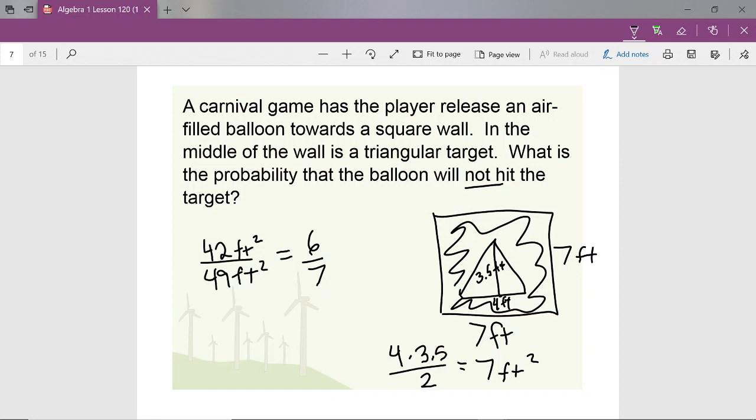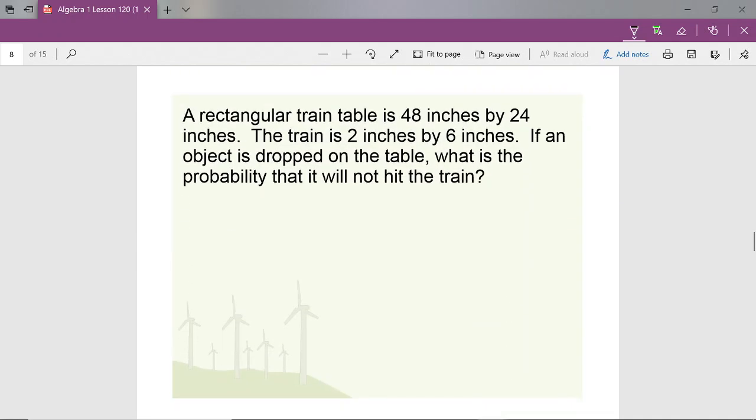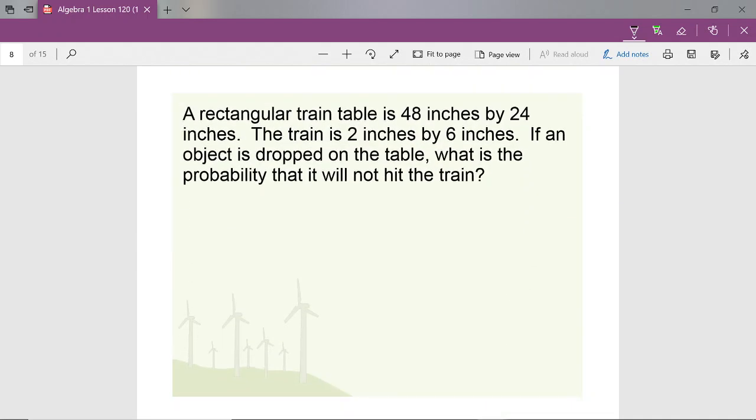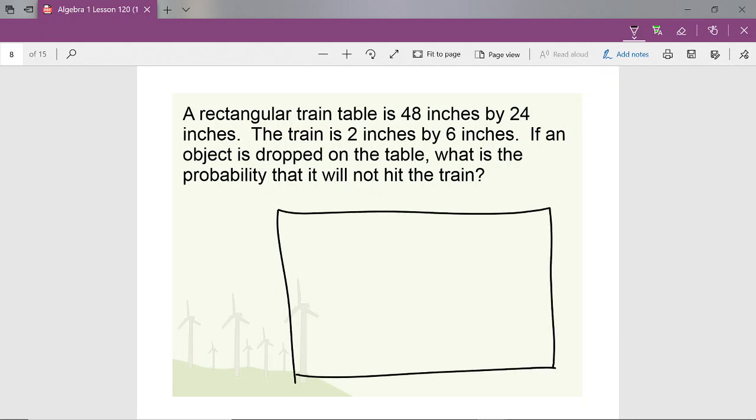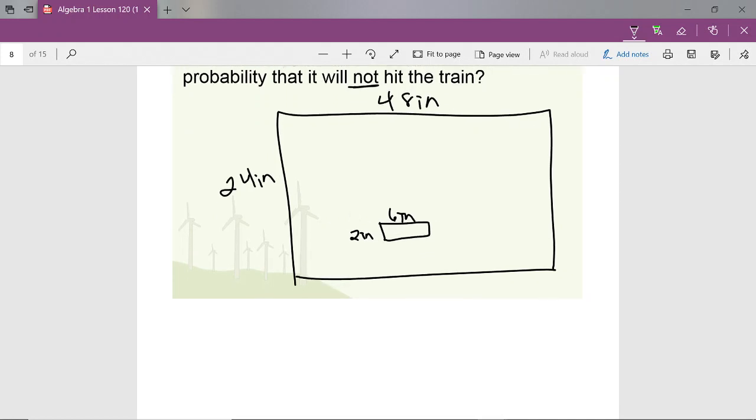All right, rectangle train table is 48 inches by 24 inches. Let's draw that. So 24 inches, 48 inches. The train is only 2 by 6 inches. If an object is dropped on the table, what is the probability that it will not hit the train? So once again, we want the area outside of this train.